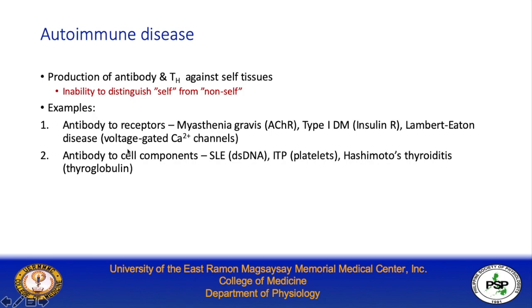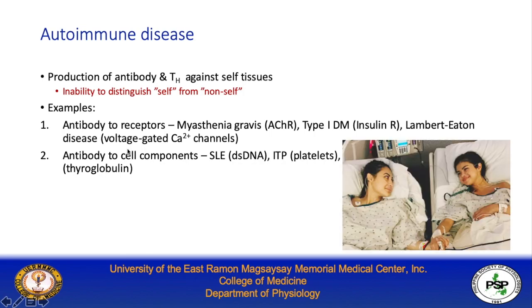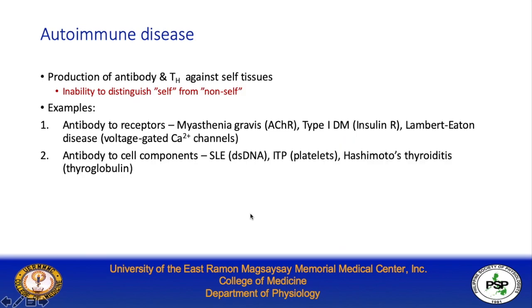Another thing that can happen is there could be antibodies against cellular components. Example would be SLE. Selena Gomez, right? She has systemic lupus erythematosus. There could be also antibody against platelets resulting in ITP, idiopathic thrombocytopenic purpura, and there could be also antibodies against the thyroglobulin resulting in hypothyroidism.